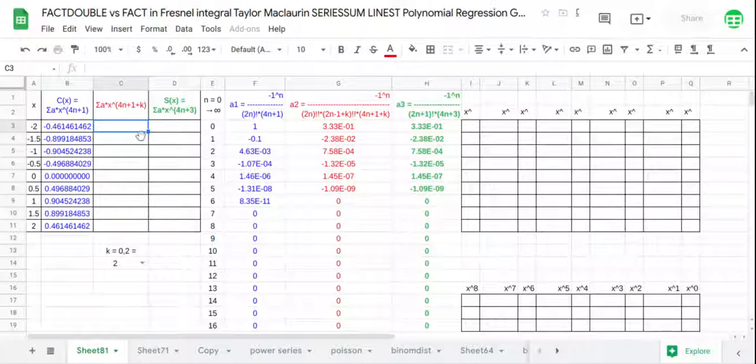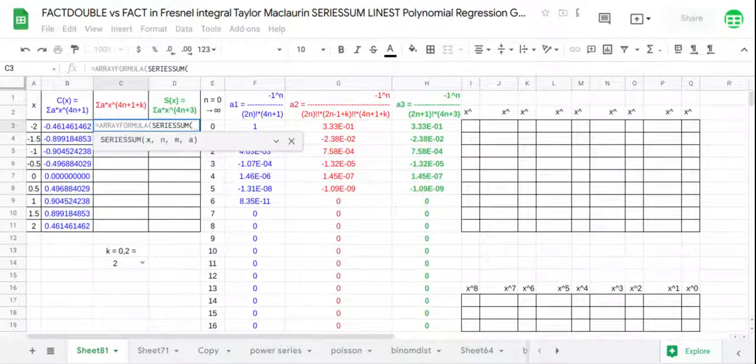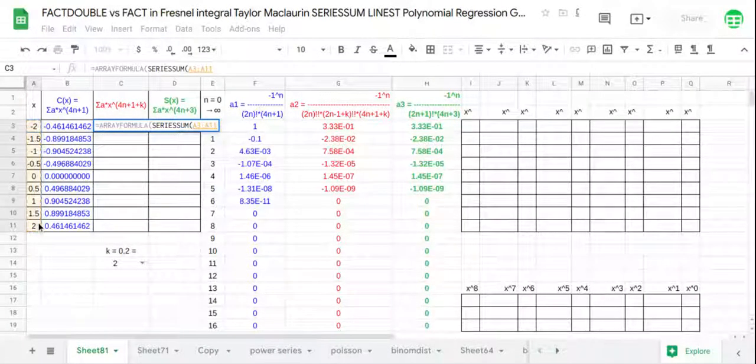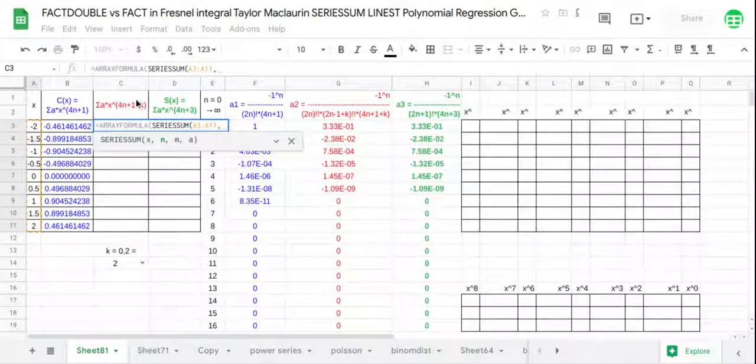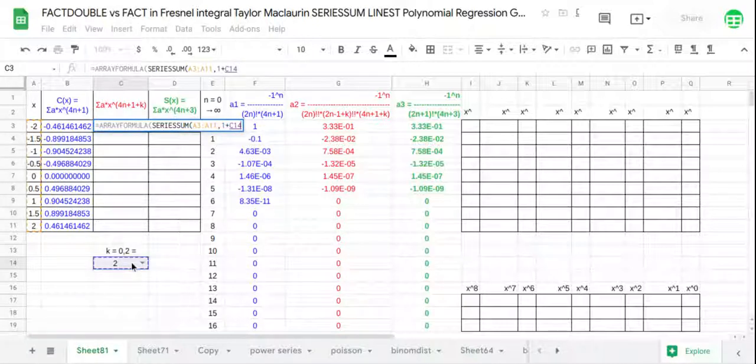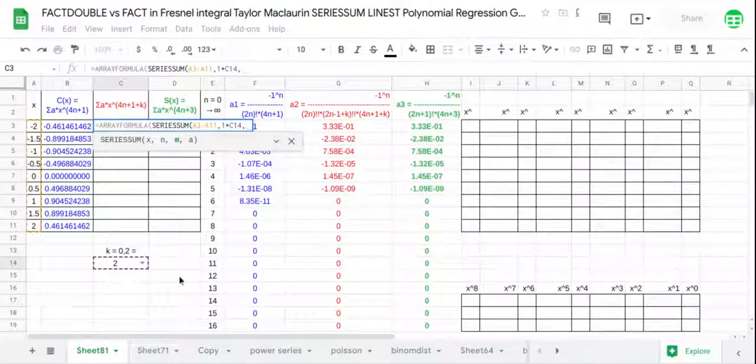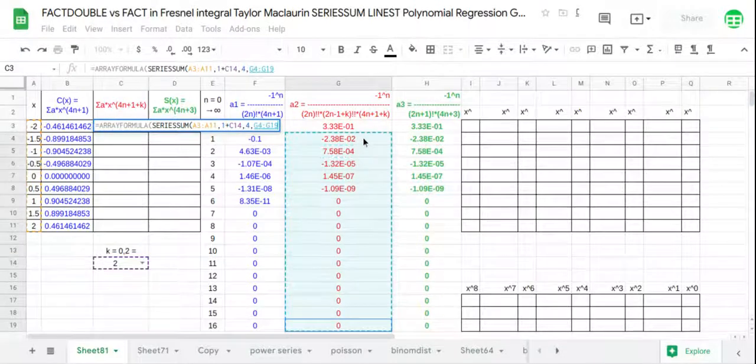And the expansion for both, which is our formula, series sum of the x values raised to the power 4n plus 1 plus k. So we start with 1 plus k. That's the starting point. Again, the increment is 4n, so n is incremented by 1. So 4 times 1, so 4. And the coefficient will be this range.